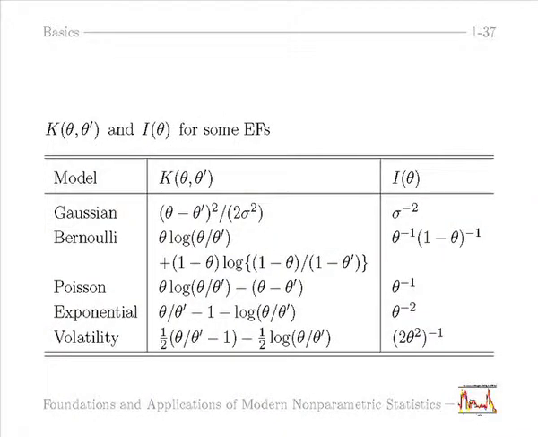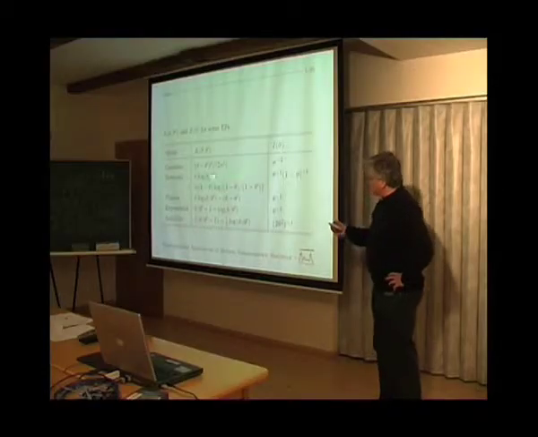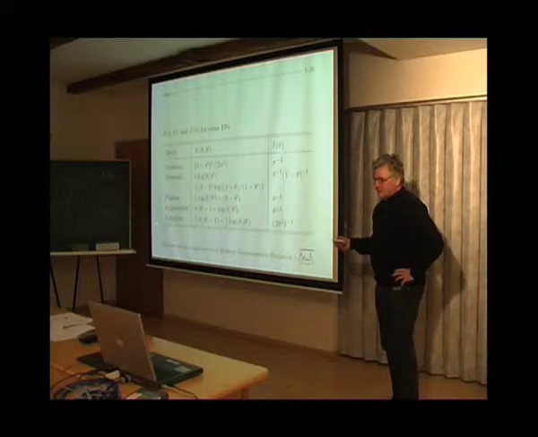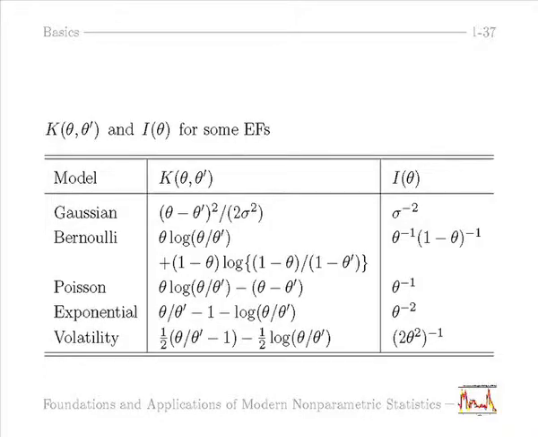I show you two more transparencies, and then Voltaire will take over. I was talking about Gaussian, Bernoulli, Poisson, exponential, volatility model, and I showed you on different transparencies all these Kullback-Leibler divergences. And here I give you the Fisher information, which is given also in your notation handout on page 04.